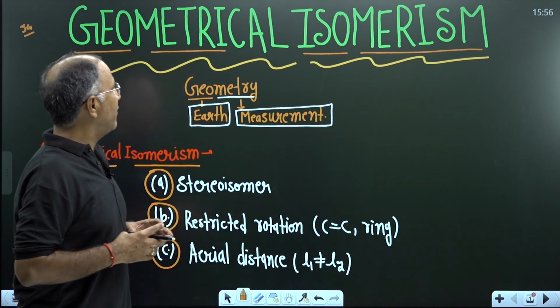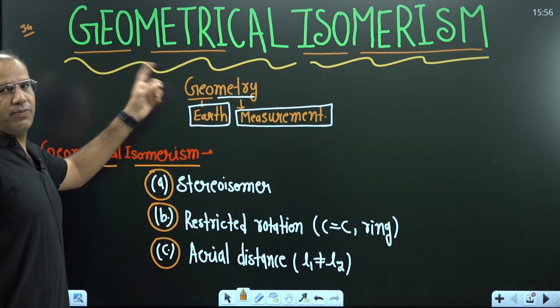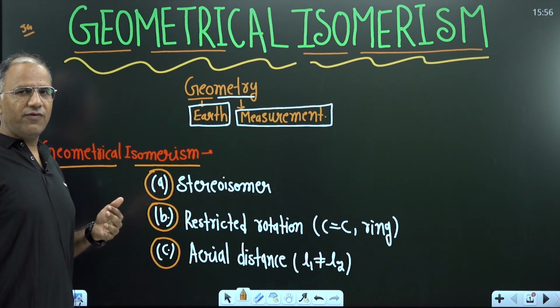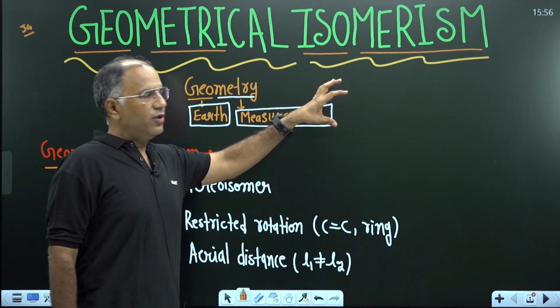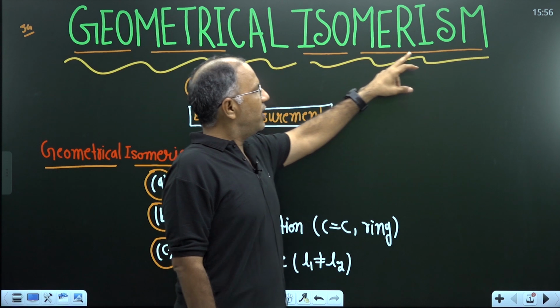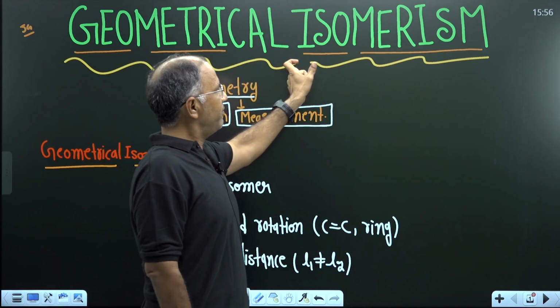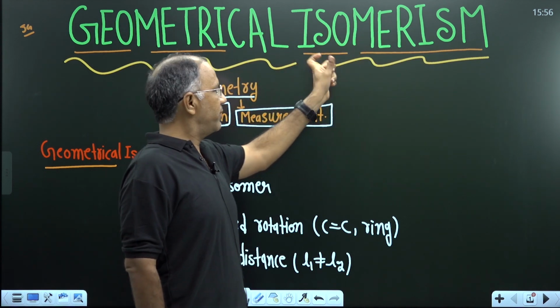Now today our topic is geometrical isomerism. It is continuity in the series of isomerism. We are going to study geometrical isomerism. We already know the meaning of the word isomerism. Iso means same, merism means unit, same unit, isomer is same unit.